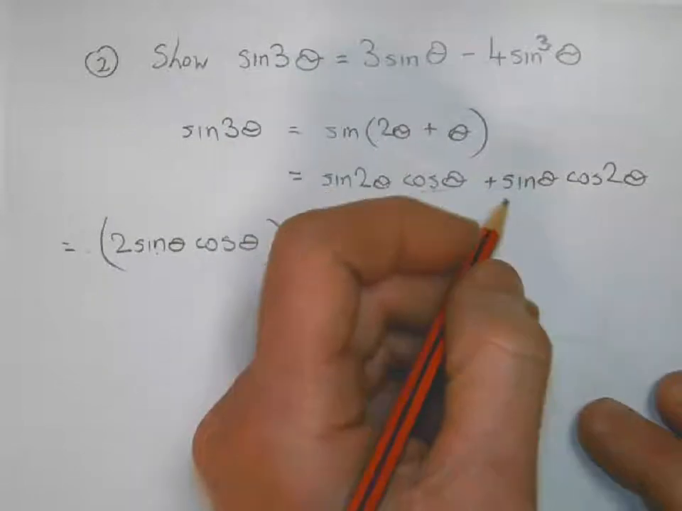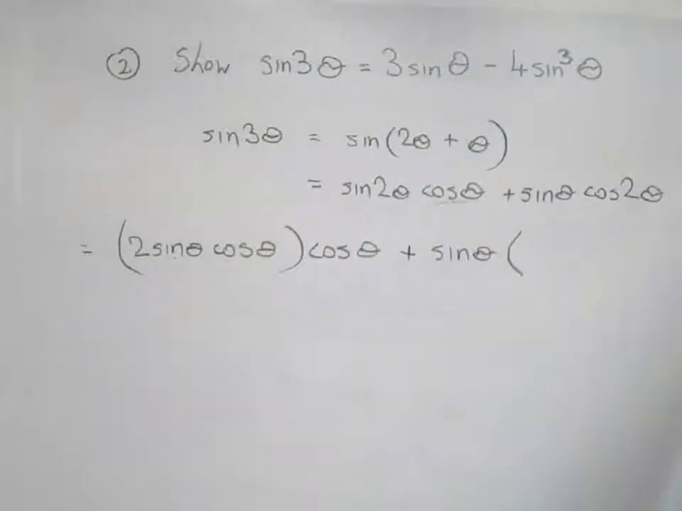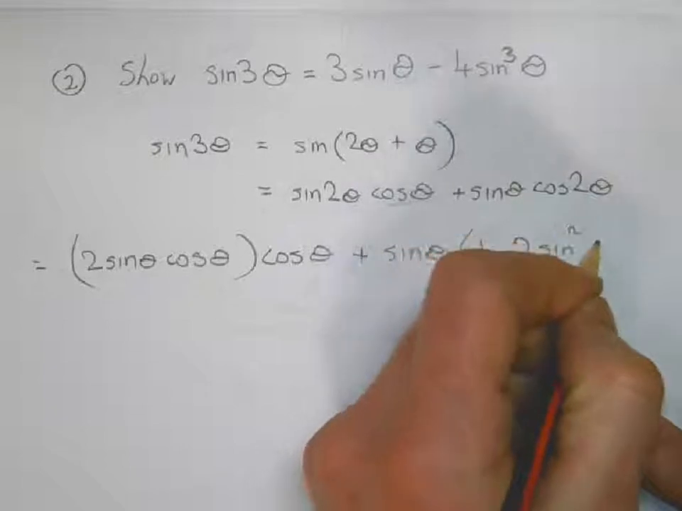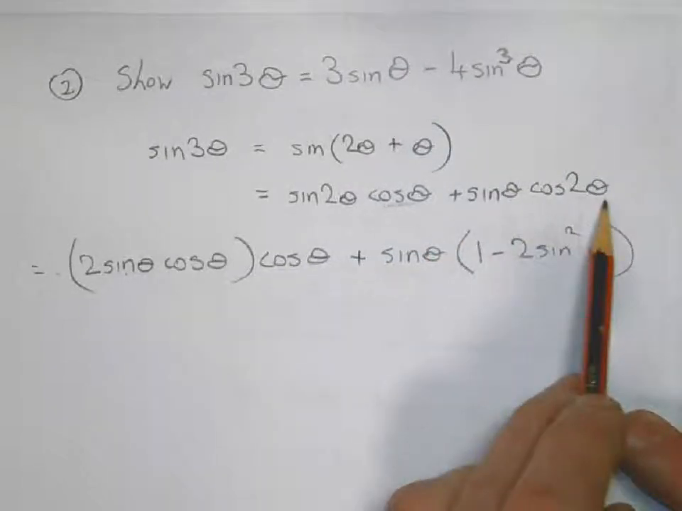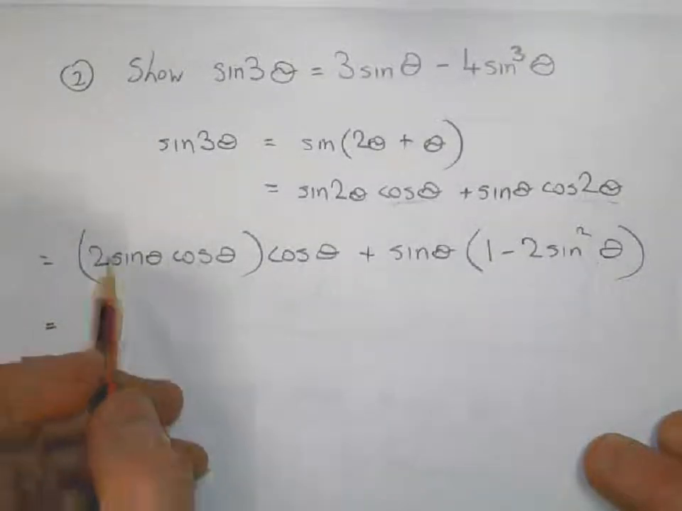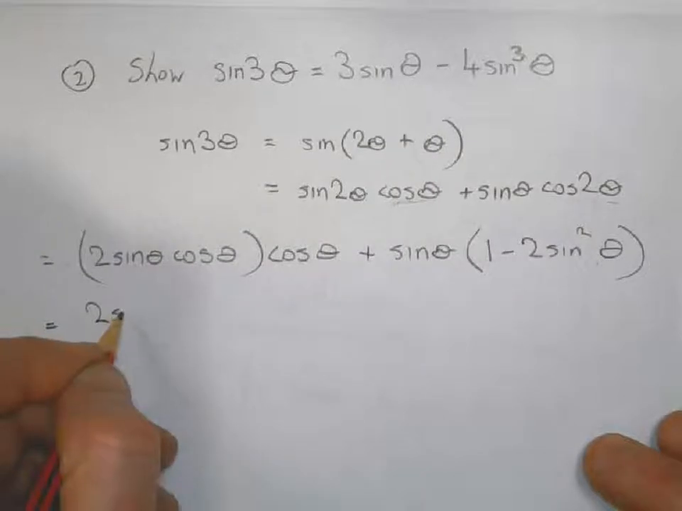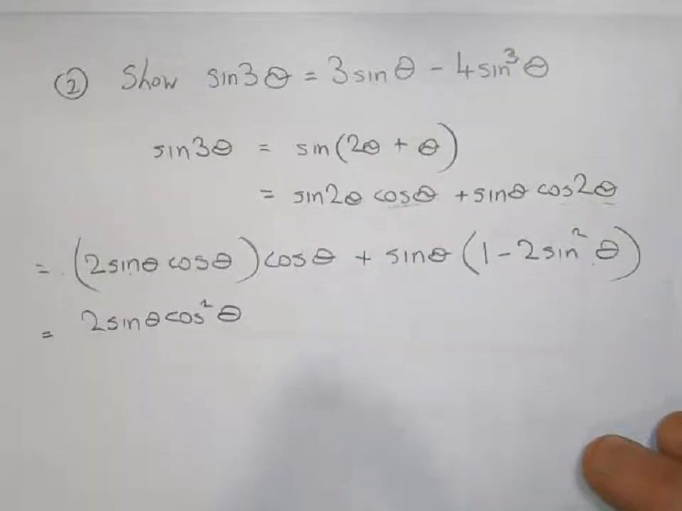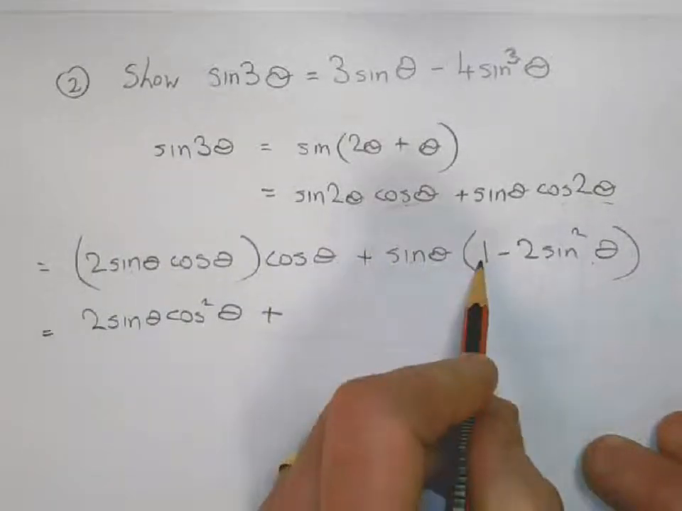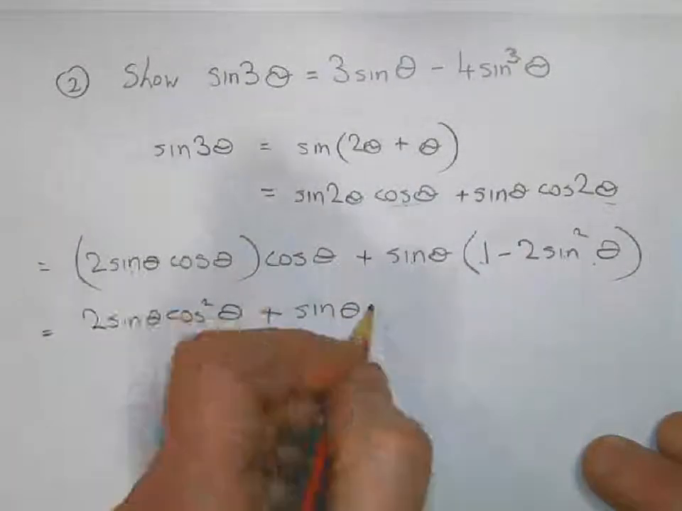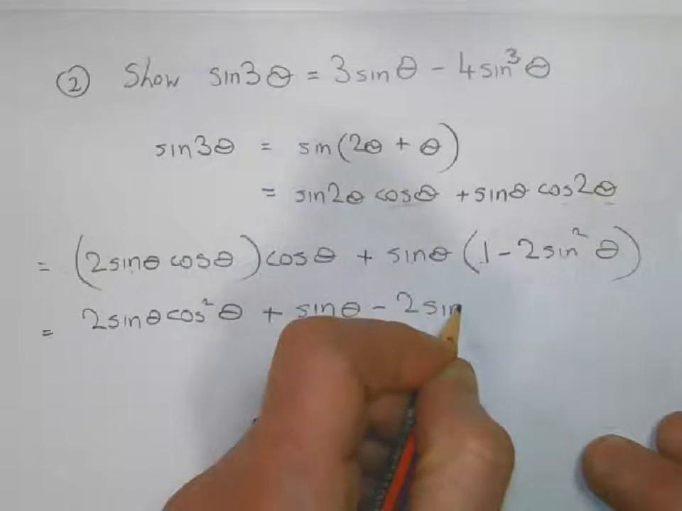So I'm going to rewrite this out. That is going to become 1 minus 2 sine squared theta. So that's me expanding out the cos 2 theta in this form. Okay, let's try and multiply some of this together. So we've got this times this is going to give us 2 sine theta cos squared theta, plus that times that is going to give us sine theta, and then this times this will give us minus 2 sine cubed theta.